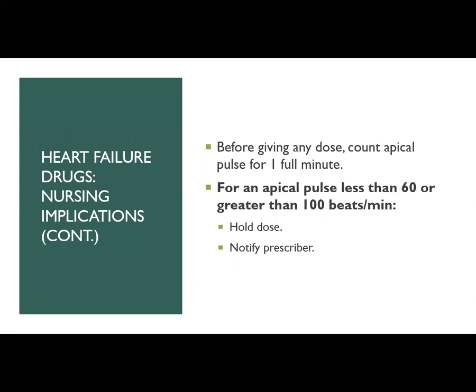Before giving any dose, count the apical pulse for 1 minute. For an apical pulse less than 60 or greater than 100, hold the dose and notify the prescriber. Now, what if I've got an apical pulse of 61? Can I give it? Yes, I can. What if I got an apical pulse of 99? Can I give it? Yes, I can. A lot of times there's a reason why the doctor wants us to give it while we're here at the hospital, because it's a safe environment. So as long as it's hitting those parameters, you can go ahead and give it.